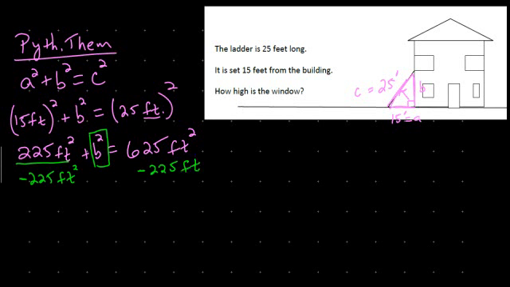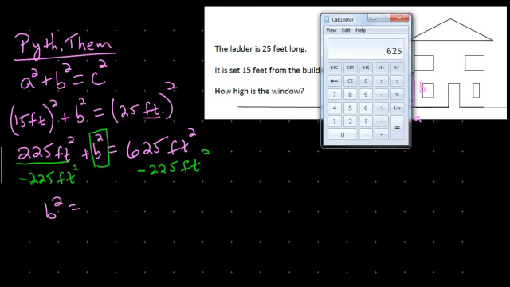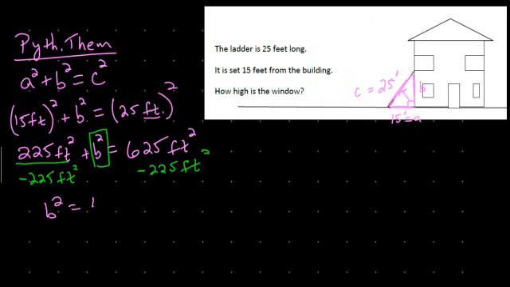An equation is like a balance beam. What you add or subtract to one side, you must add or subtract to the other to keep it in balance. Okay? And that's going to leave me with B squared equals 625 minus 225. So 625 minus 225 gives me 400. And square feet minus square feet is just subtraction, so it maintains square feet.